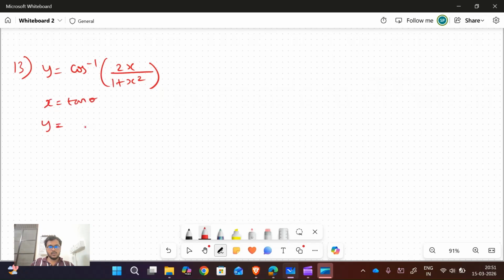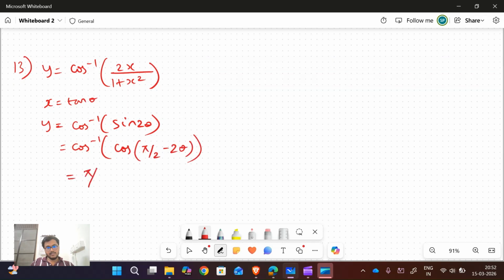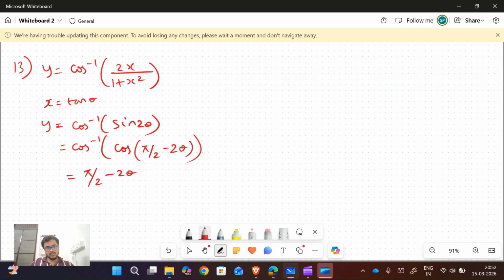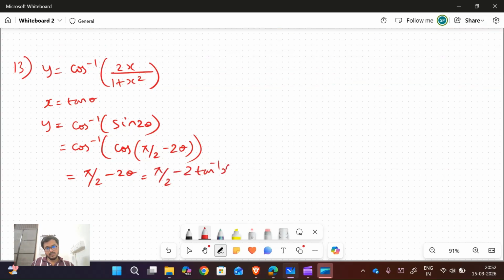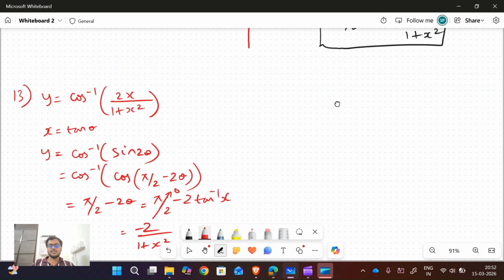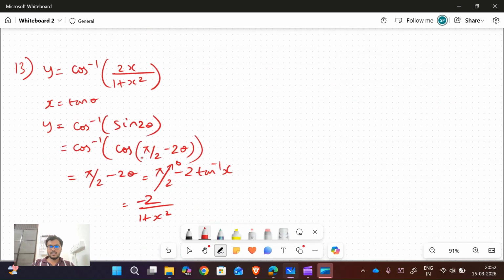Now you'll get y equal to cos inverse of sine 2 theta. Same thing. If you do cos inverse of cos of pi by 2 minus 2 theta. Understood? This will be nothing but pi by 2 minus 2 theta. This will be nothing but pi by 2 minus 2 tan inverse of x. When you differentiate this again, it will be 0. It will be minus 2 by 1 plus x square. Oh, is this the same answer we got for the previous question? Yes. This is the same answer. Okay.